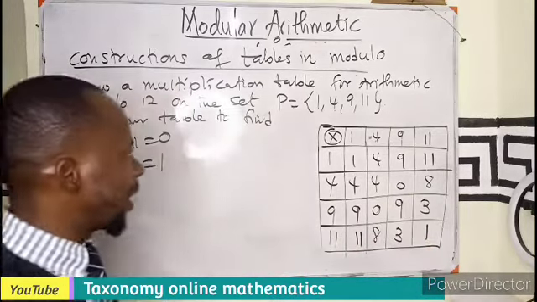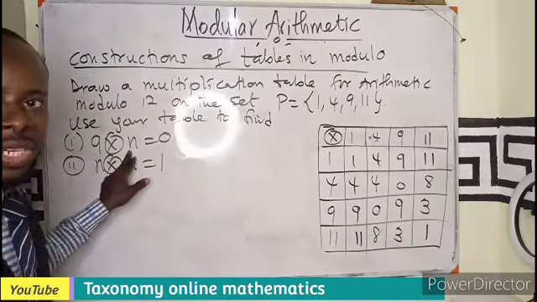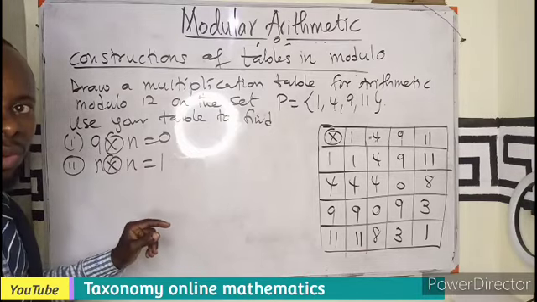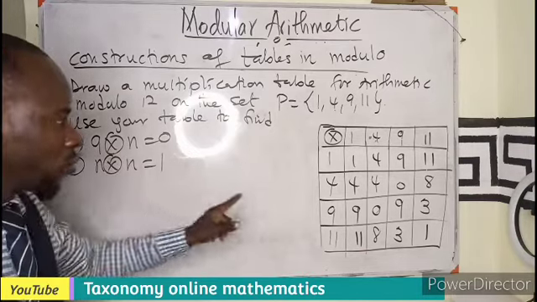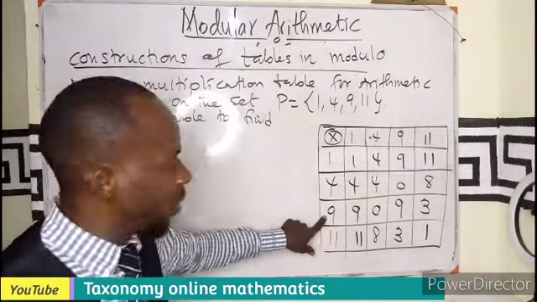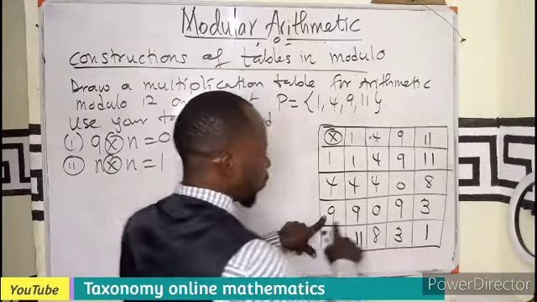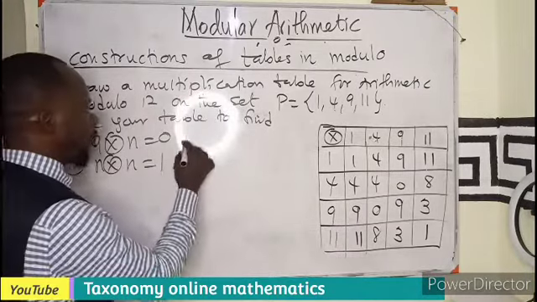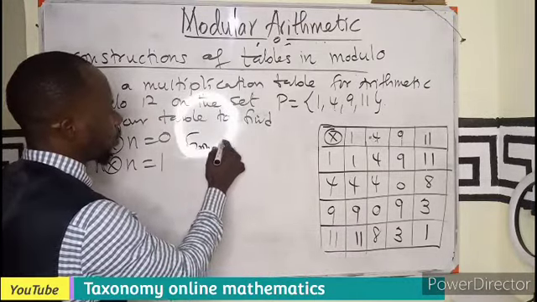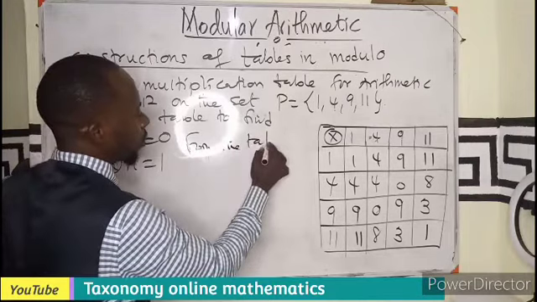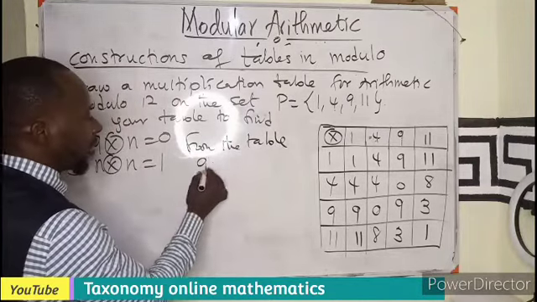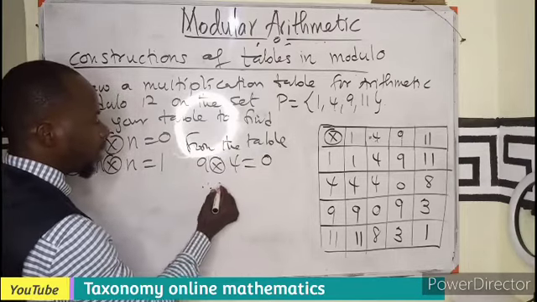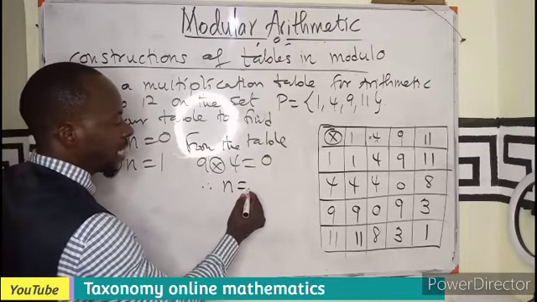Alright. So now let's get to the question. 9 times a certain number gives us 0. So you're looking for that number. So I'm going to pin my 9 down and look through which number multiplies 9 to give me 0. So I can say that from the table, 9 times 4 equals what? 0. Therefore, n I am looking for is just what?